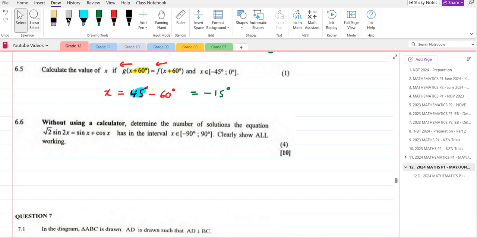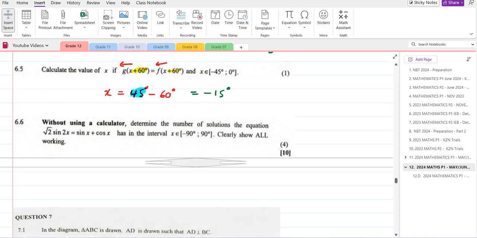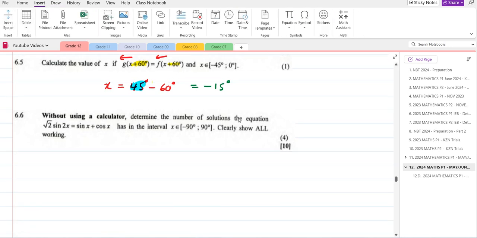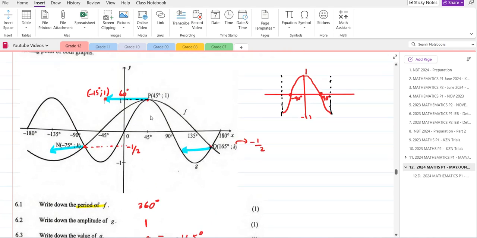Without using a calculator, determine the number of solutions of the equation which is in the interval minus 90 to 90. Clearly show all working. So how are we going to solve this? We have root 2. We have to modify this somehow to relate it to trig graphs.